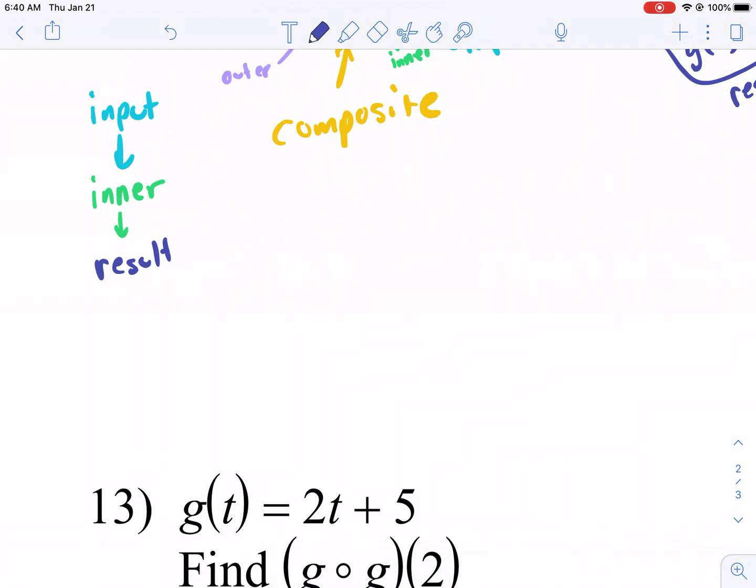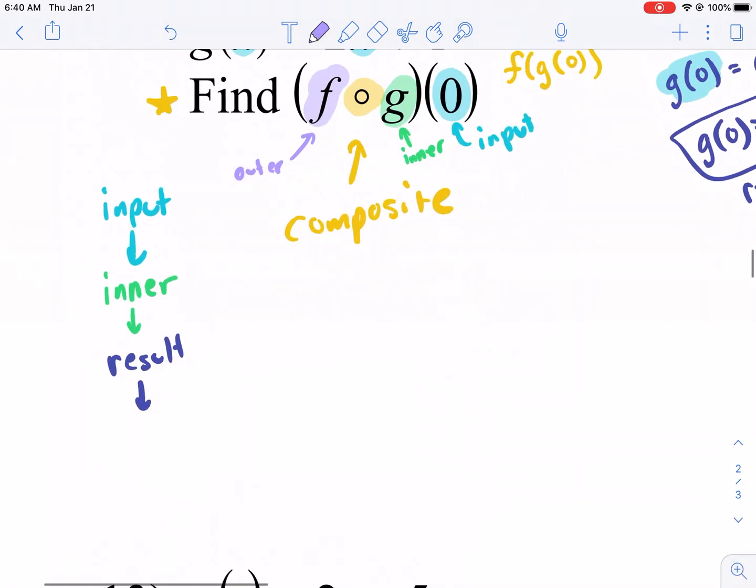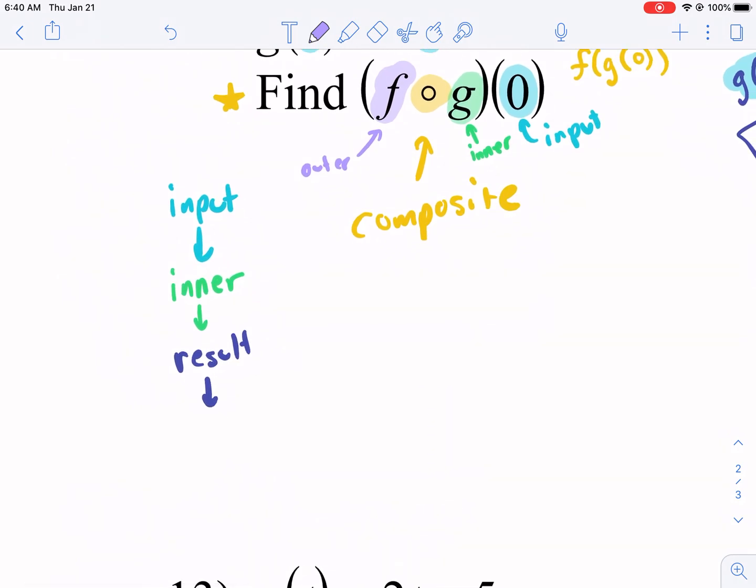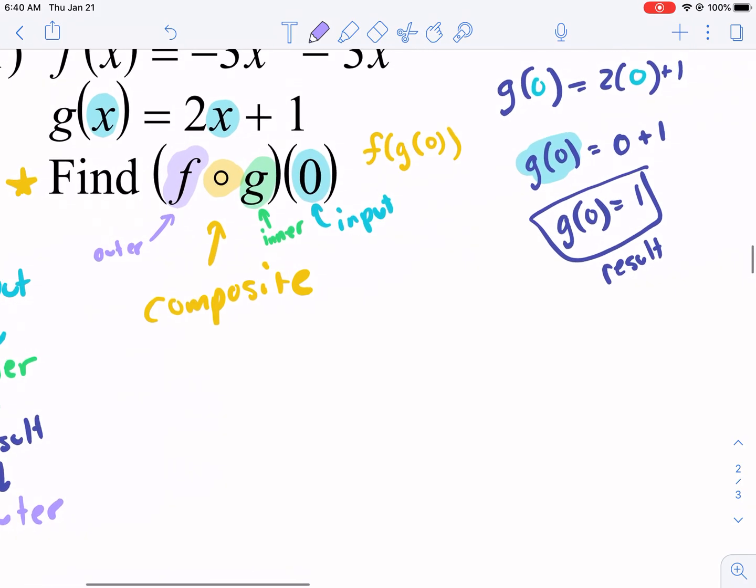Once we get our result, we're going to input this where? Where do you think? Take a guess. Come on, go ahead, take a guess. Say it out loud. All right, I couldn't hear you, but I'm guessing you said outer. You input this into the outer. What does that look like?